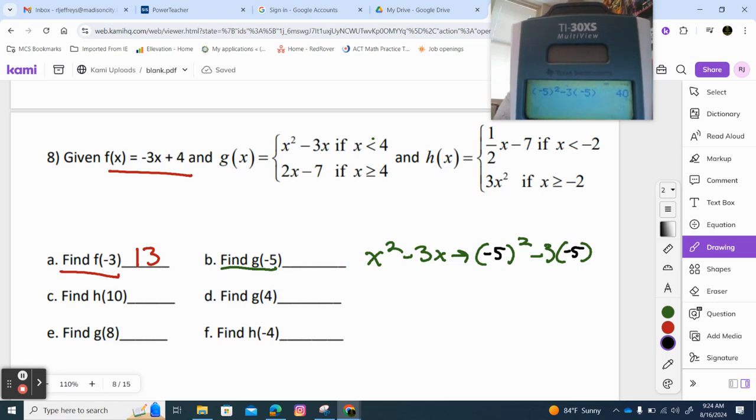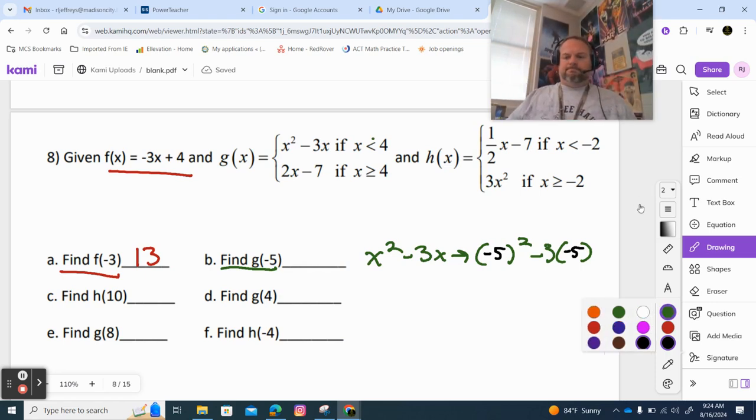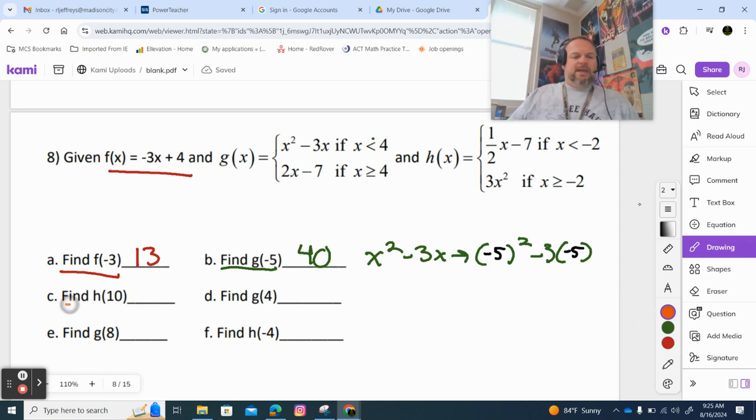All right. So 40. Okay. H of 10. So we go over here to H. Is 10 less than -2 or greater than or equal to -2? Greater than or equal to. Yeah, so I'm going to use that one. I'm having to underline this because I don't have room to write that. So this should be 300. Wow. That just came out of nowhere.